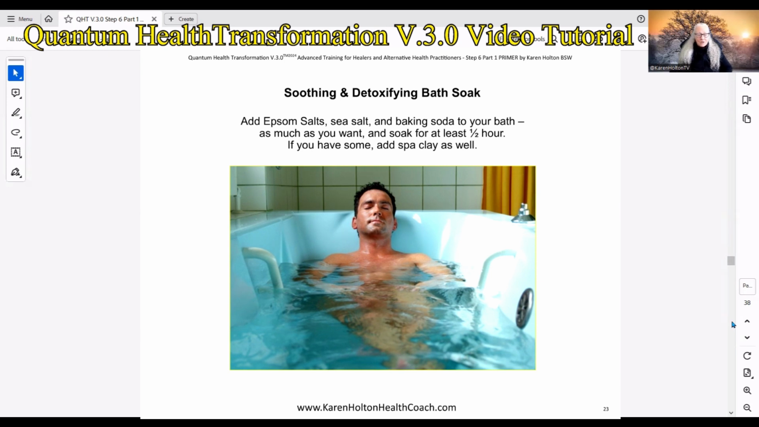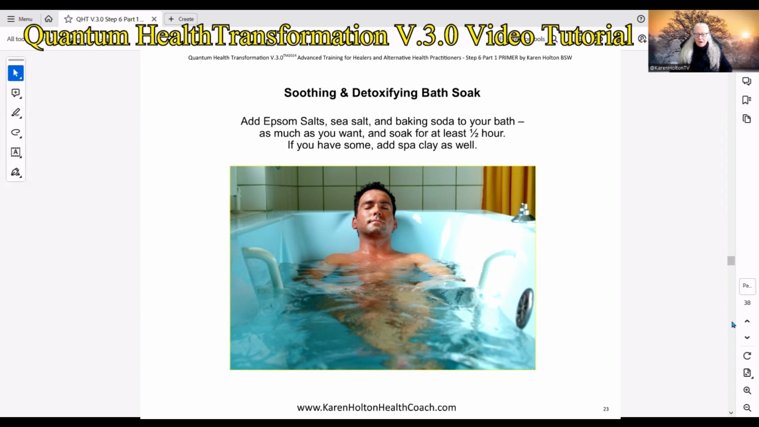Next, we have a soothing and detoxifying bath soak. This will pull toxins out of your body through your skin and sweat glands, and replace much needed magnesium. So I recommend you add Epsom salts, sea salt, and baking soda to your bath, as much as you want, and soak in it for at least a half hour.